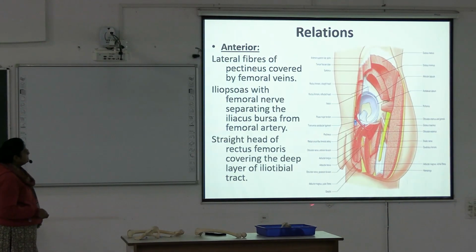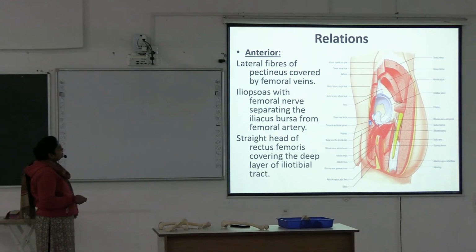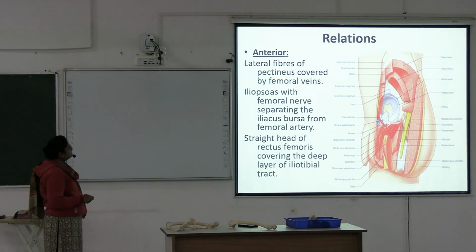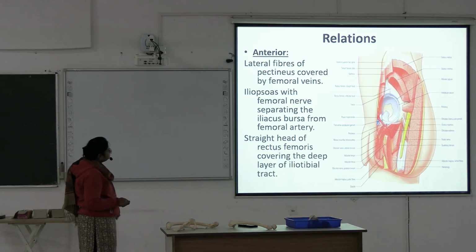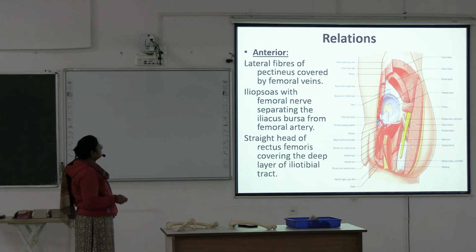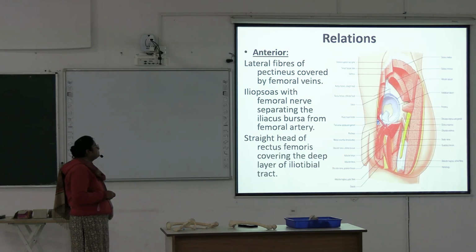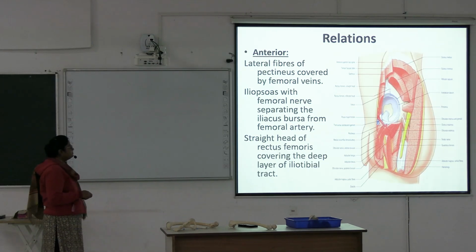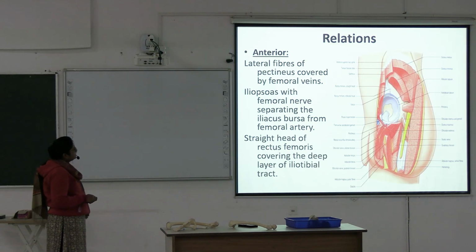Next we go to the relations. Anterior relations are the lateral fibers of pectineus, covered by the femoral vein. Here is the pectineus, the psoas major tendon, the femoral vein, all lying anteriorly. Iliopsoas with the femoral nerve separates the iliacus bursa from the femoral artery, and the straight head of rectus femoris. Here is the straight head of the rectus femoris. All these are lying anterior to the hip joint, covering the deep layer of the iliotibial tract.